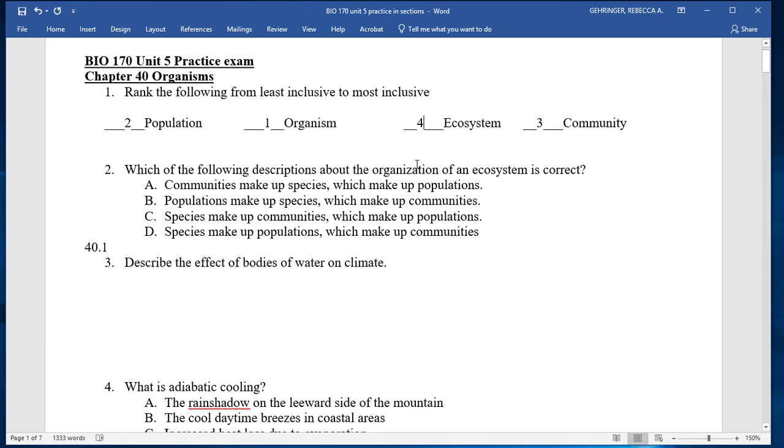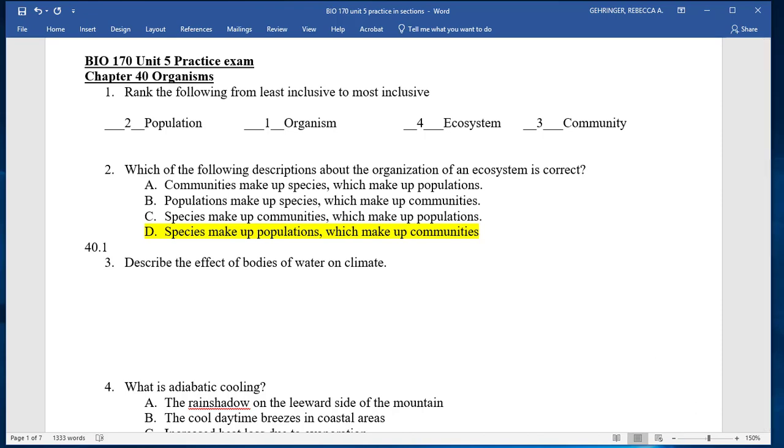2, which of the following descriptions about the organization of an ecosystem is correct? Communities make up species which make up populations. Populations make up species which make up communities. Species make up communities which make up populations, or species make up populations which make up communities. D, but honestly I think that's a terrible way to ask that question.